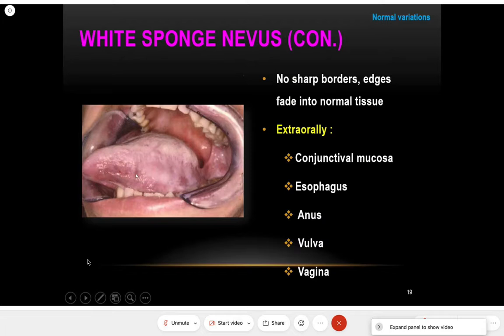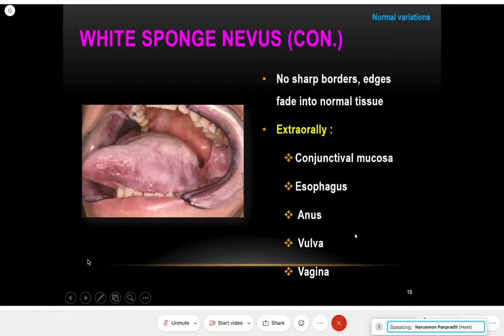This is an example on the tongue. It is white, and the margins blend into the oral mucosa. Because white spongy nevus is autosomal dominant with a keratin gene, extraoral lesions can also be detected, like in the conjunctival mucosa, esophagus, and vagina.